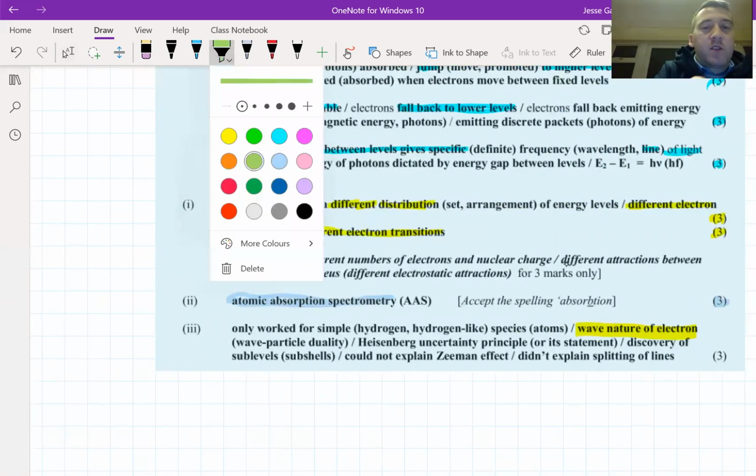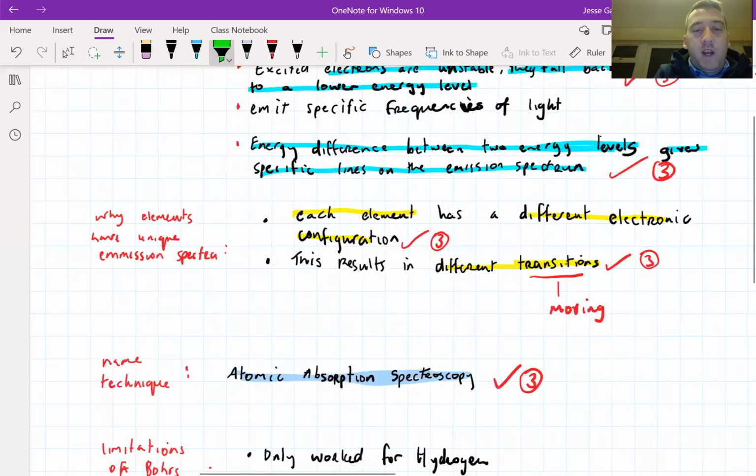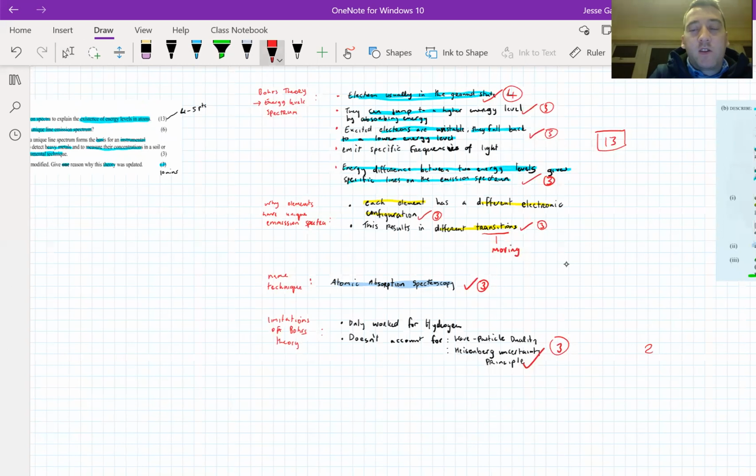And the last one, limitations of Bohr's theory. Why was it changed? Why was it updated? So as you can see, we only need one of these things here. So it only worked for simple atoms like hydrogen, and I could say it only worked for hydrogen. It doesn't take the wave particle duality or wave nature of electrons into account. Heisenberg uncertainty principle. Discovery of sublevels, it doesn't take sublevels into account. There's a couple of other things as well, but they're the main ones we learned, and we only need one of them. So we have more than enough here. So again, we're taking it for the 3 marks. Again, we didn't lose any marks there. So this is going to be 25 out of 25. This is 6.25% of the paper. Okay, done in 10 minutes.